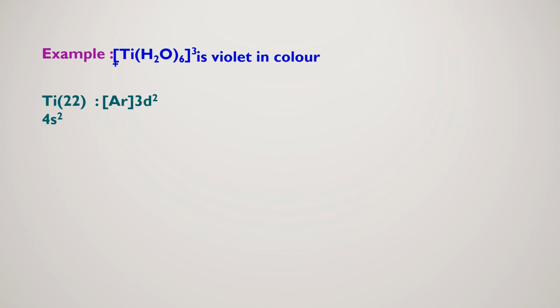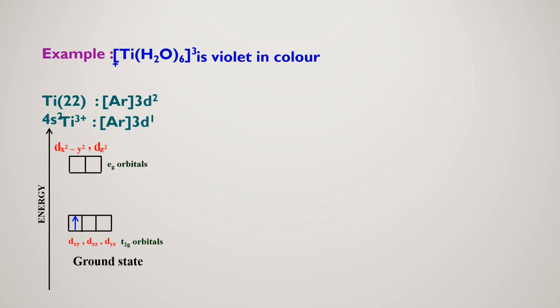Here titanium's atomic number is 21, configuration argon 18, 3d2, 4s2. If you find the oxidation state, titanium is +3, because water is a neutral ligand. If you remove 3 electrons, 2 electrons from 4s and 1 electron from 3d, then 3d1 is remaining. Now one electron is there, so it enters the t2g orbitals. So this is the crystal field splitting in an octahedral complex.